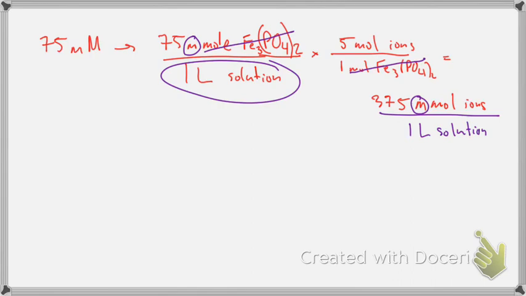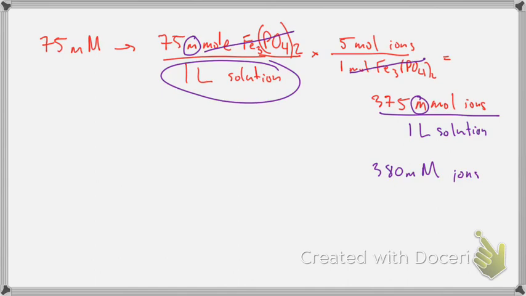We're converting concentration, so we can convert the numerator from the number of moles of iron 2-phosphate to the number of moles of ions, but that doesn't change that it's a concentration, so it's per every liter of solution. And then what about sig figs? We had 2 sig figs starting, it's all multiplication, so our final answer should be 2 sig figs, which is 380 millimolar of ions.